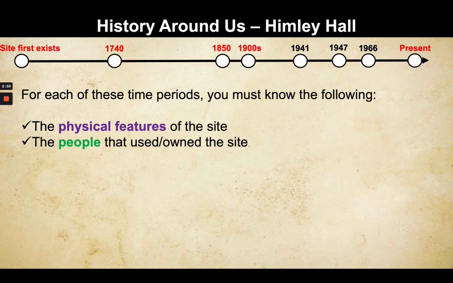You also need to know the people that used or owned the site. Now, the site that we're looking at, Himley Hall, changes hands quite dramatically throughout its history. So you need to be aware of who the different people or organisations are and what exactly it is that they're using it for. And that leads me on to my final point. You need to know the purpose of the site in each time period. What actually is the site being used for? What are the estates around the area being used for? How does that change over time?